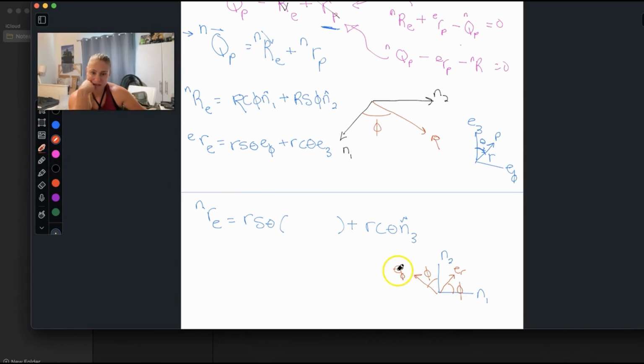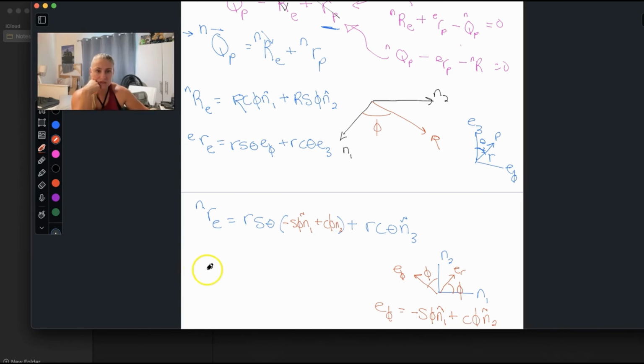So I'm going to say that E theta is equal to negative sine phi N1 plus cosine phi N2. So that's going to go here. This is going to be negative sine phi N1 plus cosine phi N2.